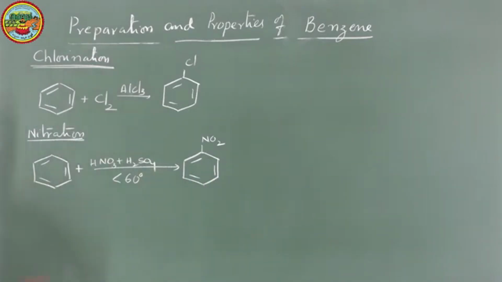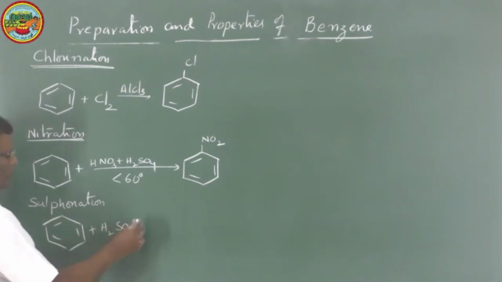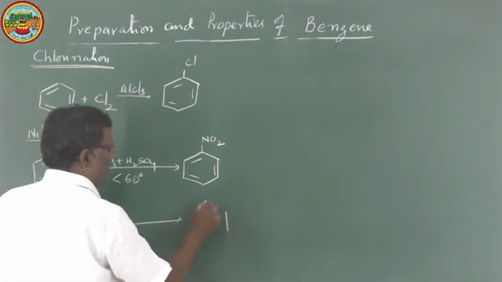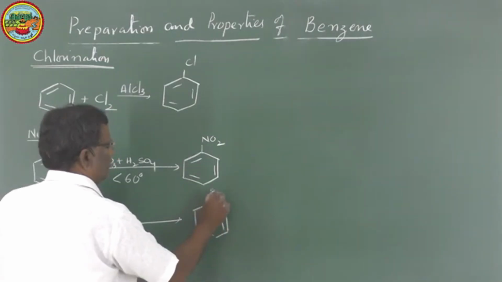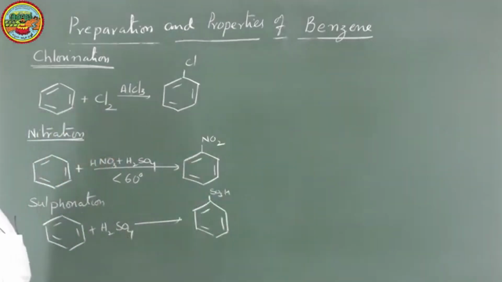Then the third one, sulfonation. Addition of the sulfonic group. When benzene is heated with vapors of sulfuric acid or oleum, H2SO4, at nearly 450 degrees centigrade, an SO3H group is substituted. This is called benzene sulfonic acid.